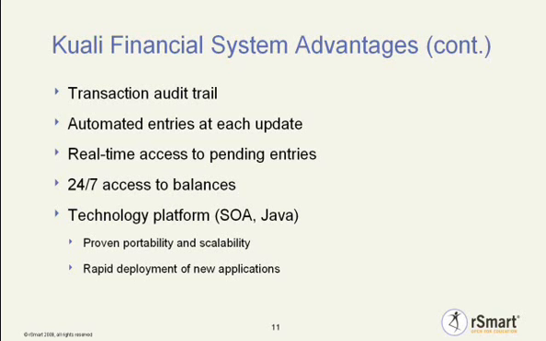There are automated entries at each update. In FRS, we do these at month end. In KFS, we do them each update, which is typically every night. So your file is always up to date, always reportable. Your overhead, for example, is charged as transactions occur.